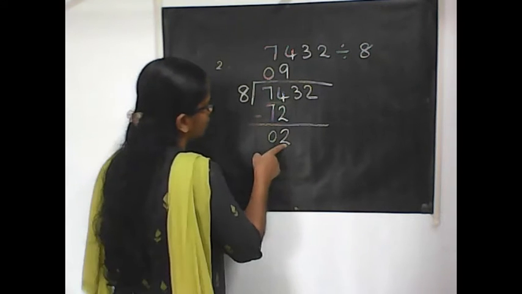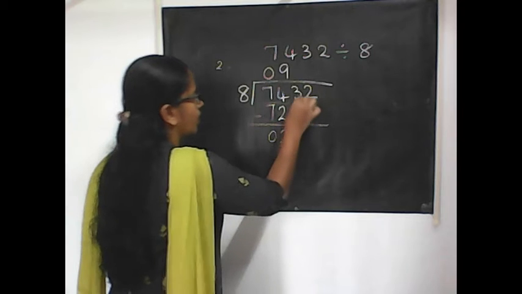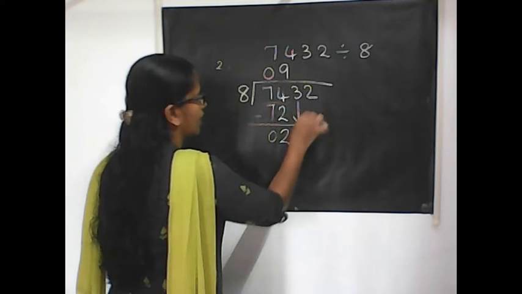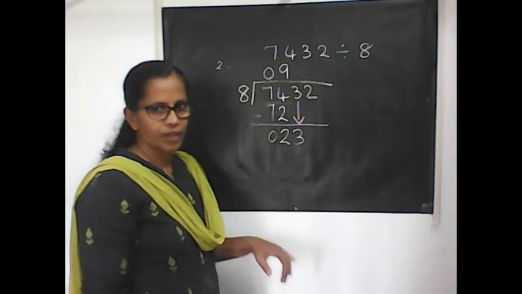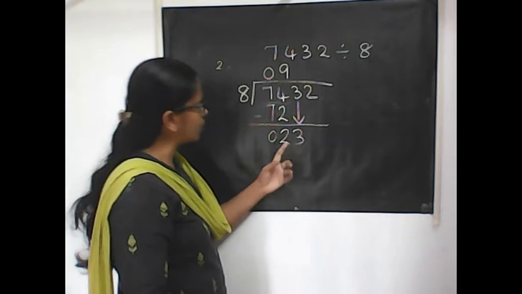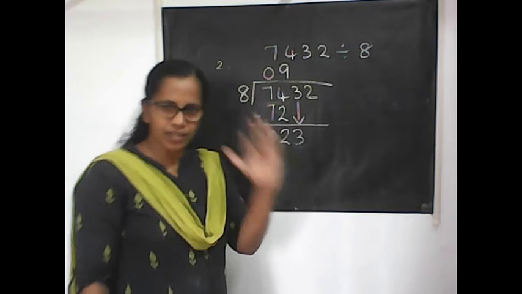Can you take 8 from 2? No, it is a smaller number. So make it big by bringing down the next digit, 3. Now it is 23. Okay. Consider 23 toffees are there. You are going to take 8 at a time. How many times can you take? I can say the table of 8.